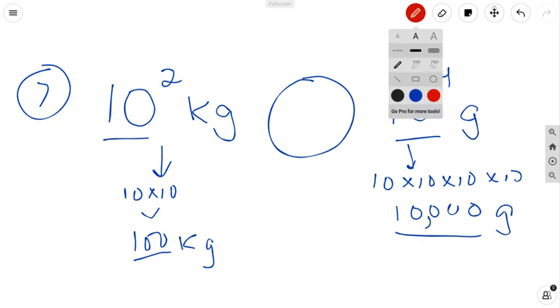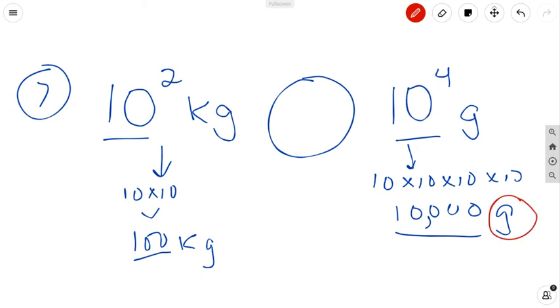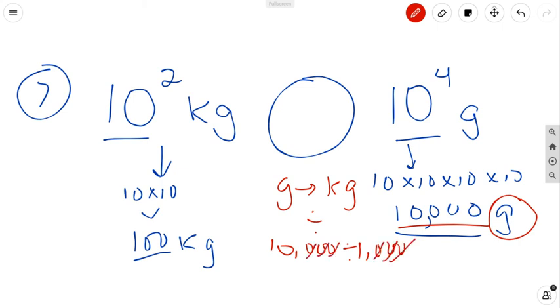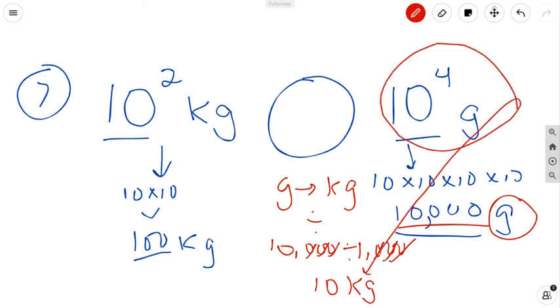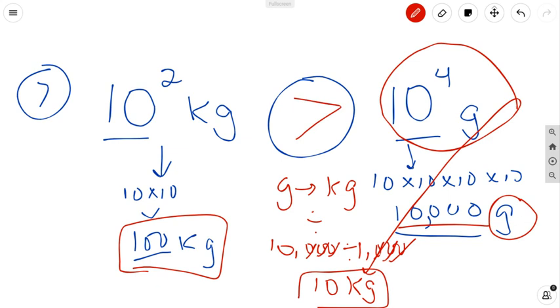Now we really still can't do anything. We need to turn one of these into the other unit. So let's change the grams. Let's go from grams to kilograms. It means we're going from small to big. We're going to divide 10,000 by 1,000. If I cut those three zeros off, I'm left with 10. So this is equal to 10 kilograms. So what's bigger, 100 kilograms or 10 kilograms? 100 kilograms. A few steps. If you know that one right there, you really have it going on.